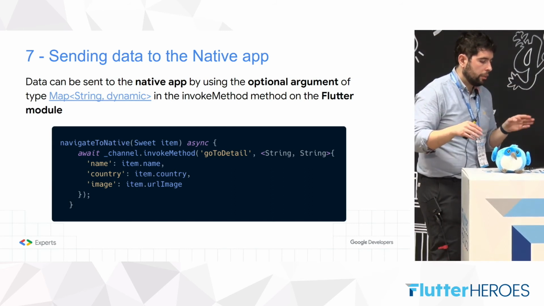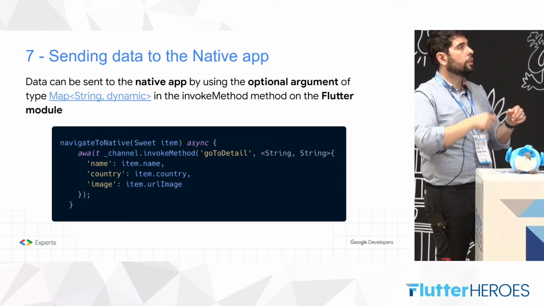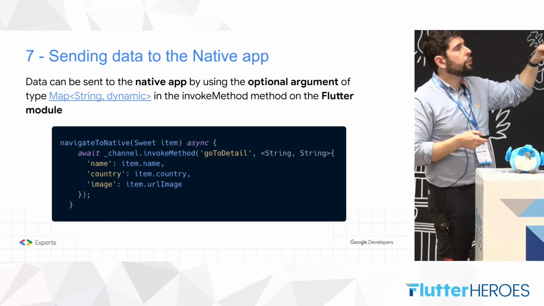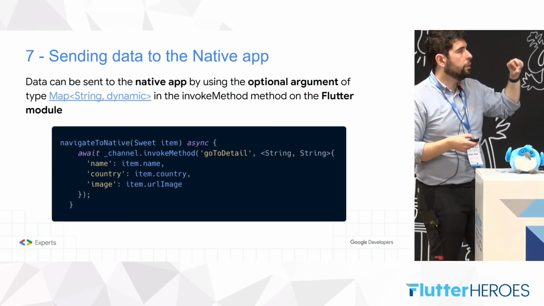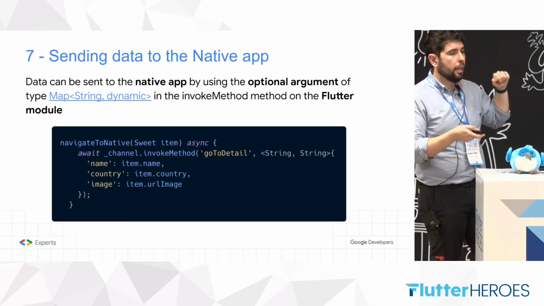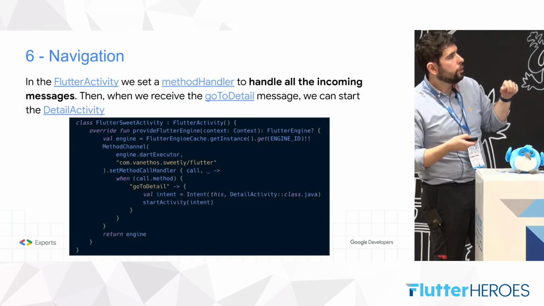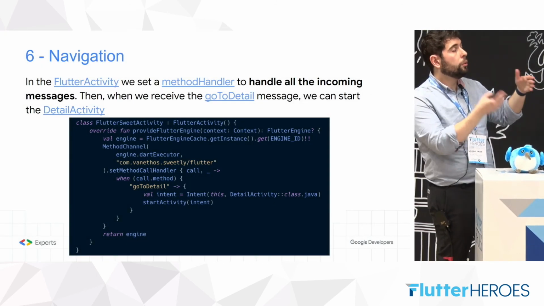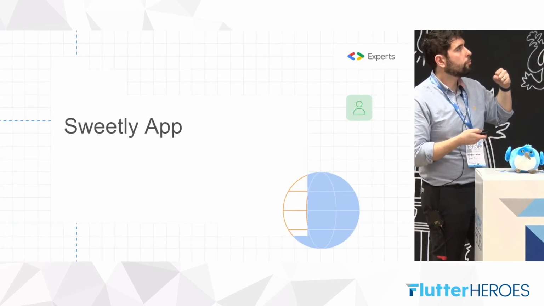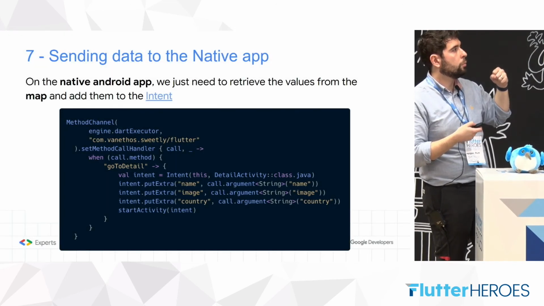So I'm just going to say, for this specific channel with this ID, I call this function in the invoke method, so I call the goToDetail, and I will send this specific map into the native application. I pass in the name, the country and the image. And then, if you remember, here in our handler method, we could do some magic. We could retrieve all those arguments, and then we could create the intent. So just going back and forth, which is exactly what we do here.